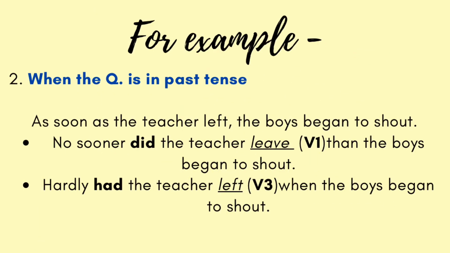If you get the question in past tense and you have to convert it into no sooner and hardly, let's see the example. As soon as the teacher left, the boys began to shout. We have to convert it into no sooner and hardly. First, no sooner. No sooner did the teacher leave, that is the first form of the verb, than the boys began to shout. And with hardly, hardly had the teacher left, that is the third form of the verb, when the boys began to shout. So remember the form of the verb we have to use with did and had.